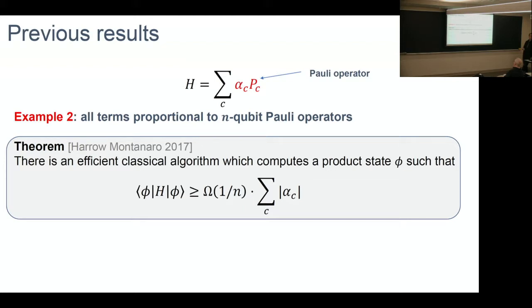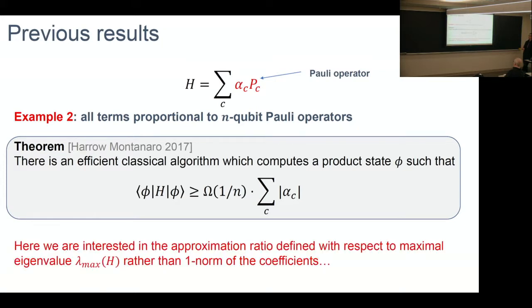This is not the same as the approximation task that we're considering, because we want the ratio to the maximum eigenvalue, whereas here the ratio is computed to the 1 norm of the coefficients. So it's a slightly different approximation task that's being considered.